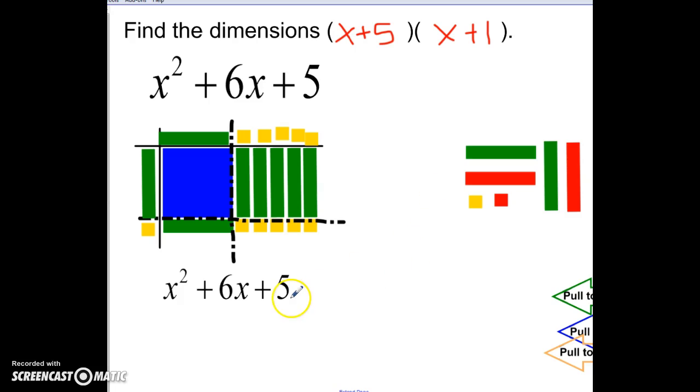So a couple things I want you to start to notice is that this number times this number gives you this one. And when you combine this number and this number, it gives you this one. So when you multiply your two numbers together, you get the last number, and when you add your two numbers together, you get the middle number. So that's something to start keeping in mind.